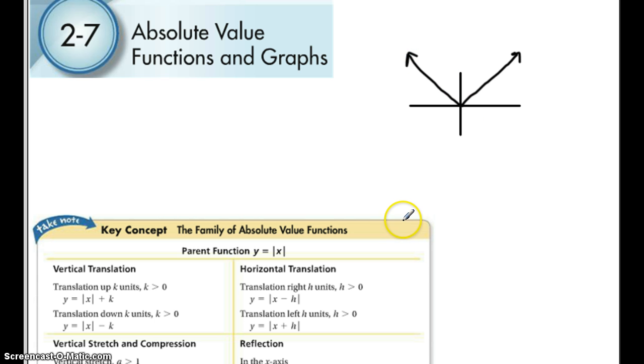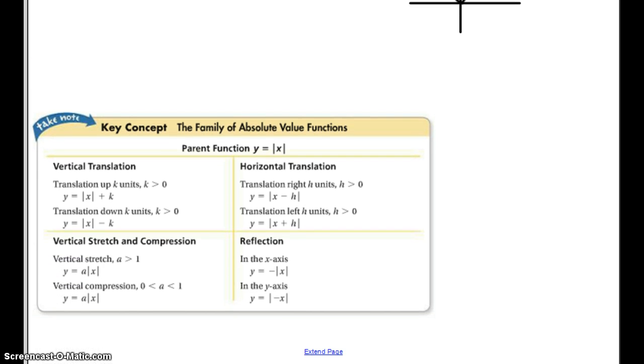In that V-shaped graph, today we're going to learn how to shift that up, down, left, right, and then apply a stretch or compression to these functions. And also be able to identify the vertex of an absolute value and also its slope. So let's take a look here at some general concepts. Here is your parent function.